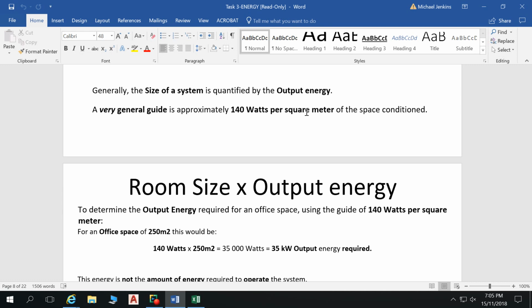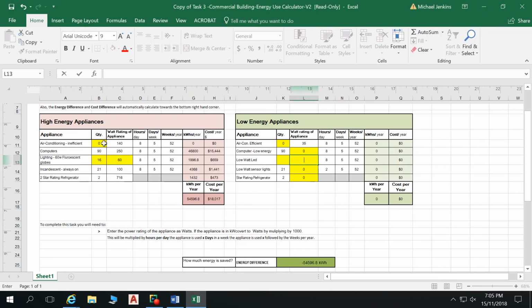So in the spreadsheet there, what we'd be looking to put in is the square meterage of air conditioned space. Because we've got 140 watts of cooling power per square meter, therefore we'd put in, this is for our 250 square meter classroom, 250 in here. So 250 square meters by 140 watts per square meter, 8 hours a day, 5 days a week. It's going to cost us $24,000 a year to run. Now that's a fairly inefficient system.